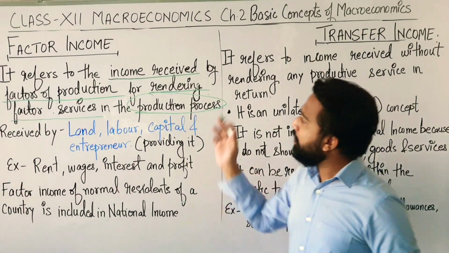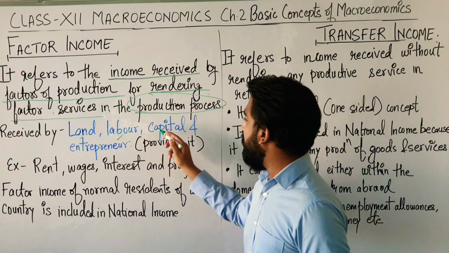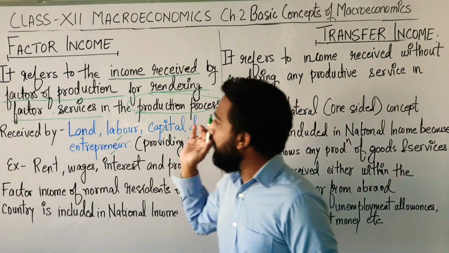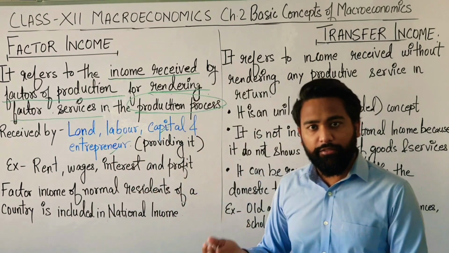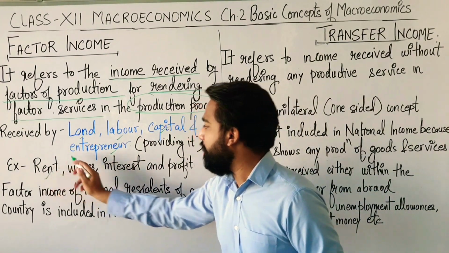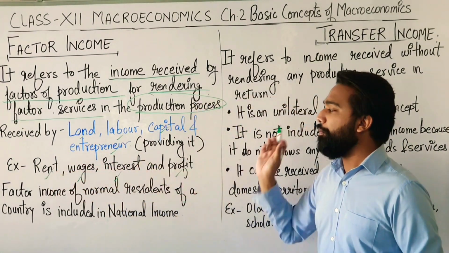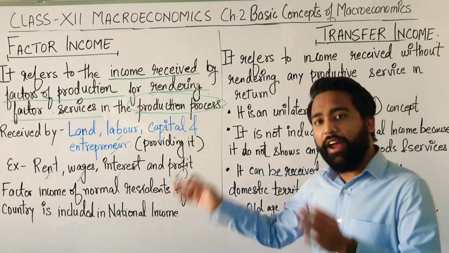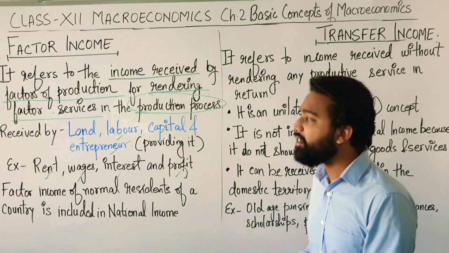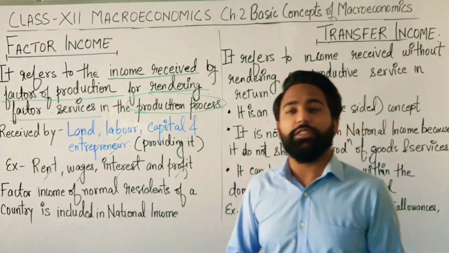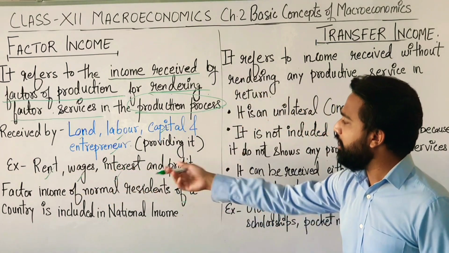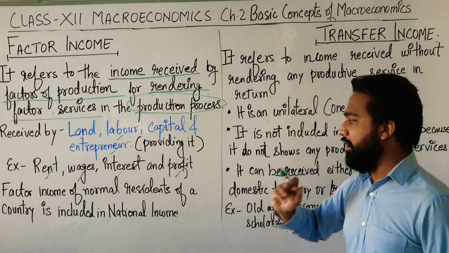Fine. Now, this income is received by land, labor, capital and entrepreneur. And in which form do they receive it? They receive it in the form of rent, wages, interest and profit. Is that clear? It is that income which is received by the factors of production for rendering factor services for the production process. And examples are rent, wages, interest and profit. In these forms we get the factor income.